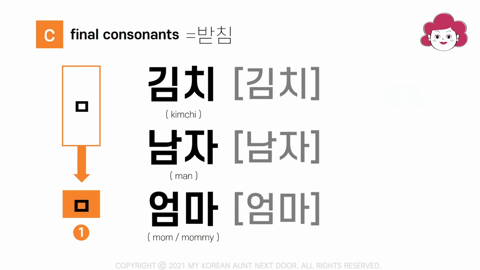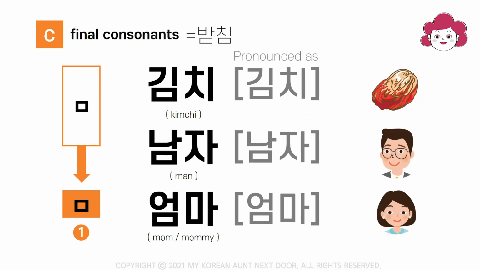Let's take a look at words with 미음 final consonant. 김치, 남자, 엄마.